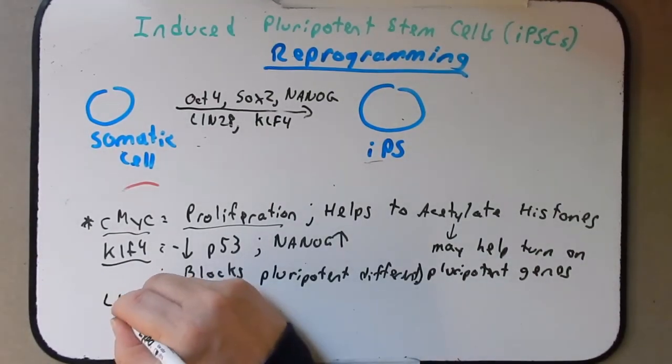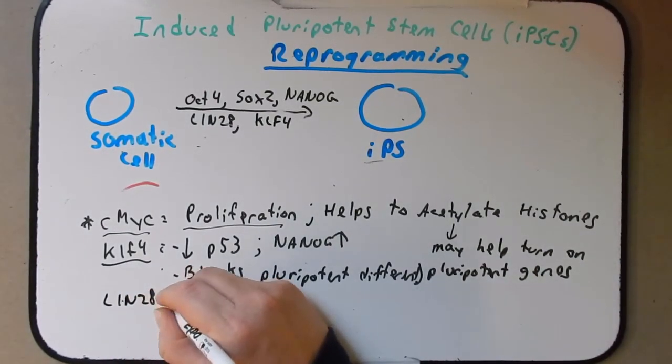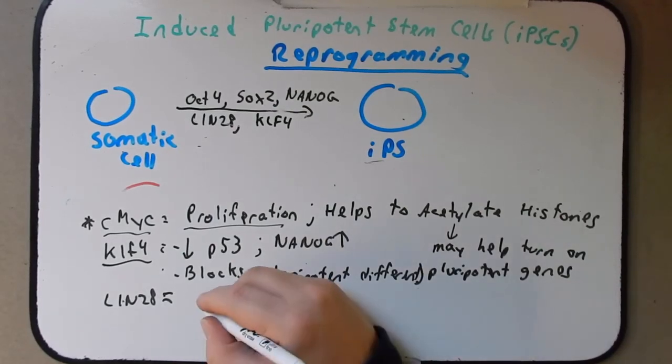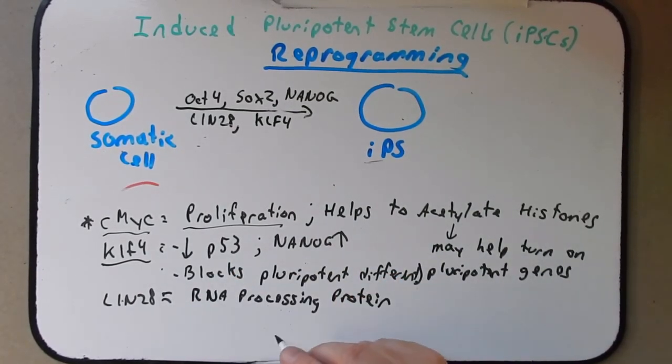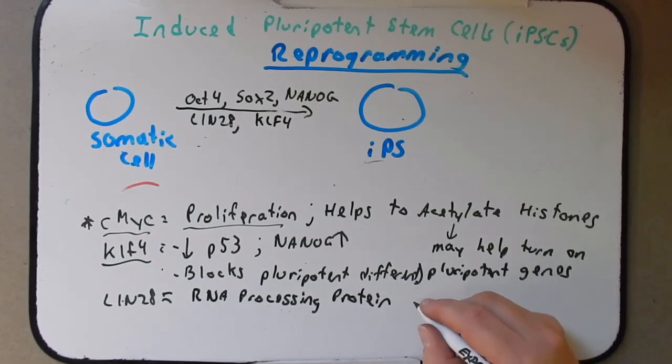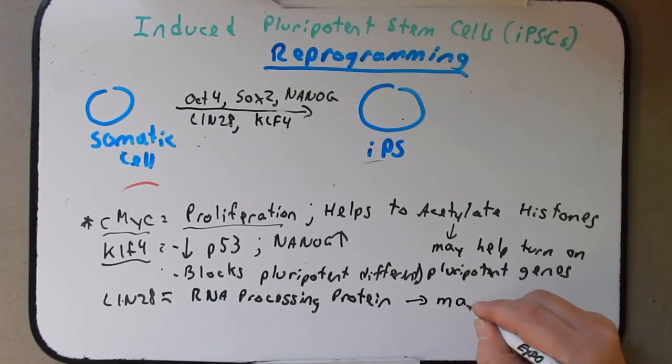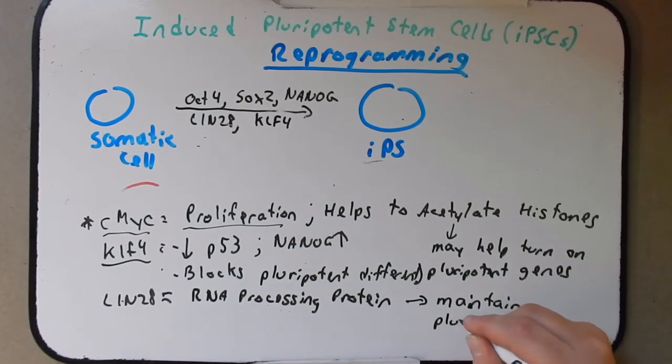The last one I'm going to talk about is called Lin28. Lin28 is an RNA processing protein, and in this processing of various targets, it helps maintain the pluripotent state.